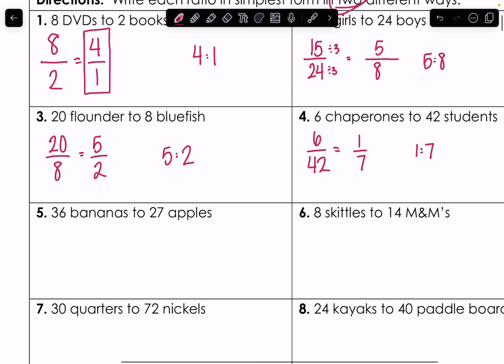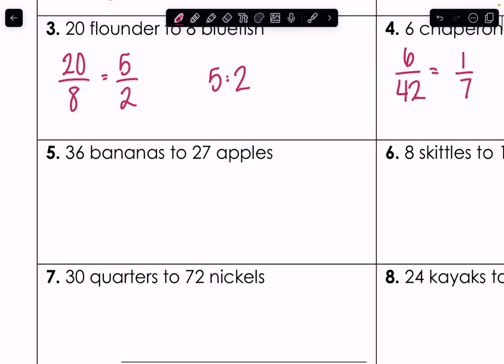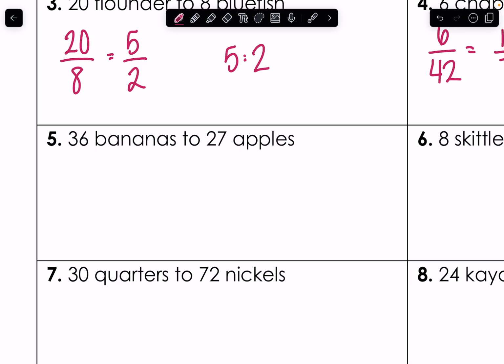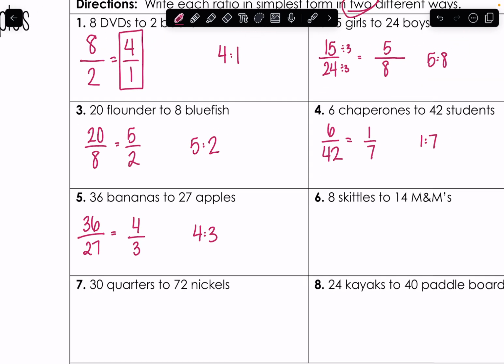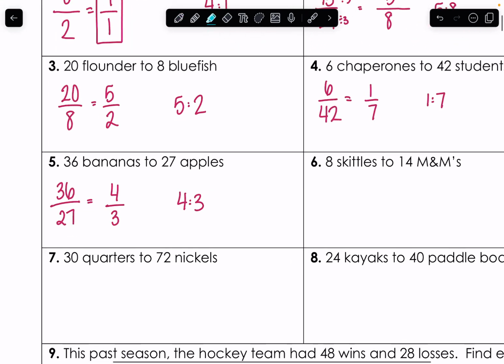And let's do one more together, and then you guys can finish up the rest. So for number 5, we have 36 bananas to 27 apples. So 36 over 27. 9 goes into both of those. Those are my 9s times tables. So 36 divided by 9 is 4. 27 divided by 9 is 3. 4 over 3 or 4 to 3 are my two ways to write those. So go ahead and try 6, 7, and 8. Making sure to reduce every single one of those, okay? And then I will walk around and make sure that we are on the right track.